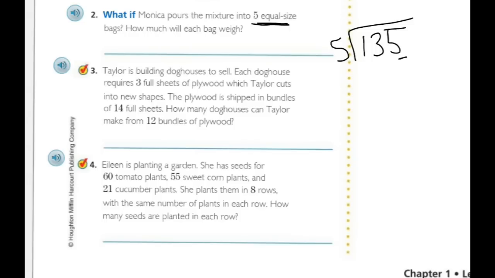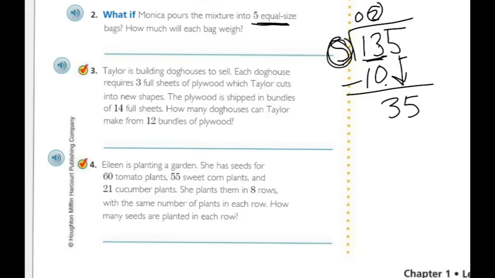So you could break 135 into 2 smaller parts, or you could do 5 goes into 1, it doesn't, right? 5 can go into 13, I have to move over, 2 times, and 2 times 5 is 10. I'm going to subtract: 3 from 0 is 3, and 1 from 1 is 0. Then I'm going to bring down my 5. 5 goes into 35 7 times. Again, 7 times 5 is 35. I'm going to subtract, and I get nothing left over.